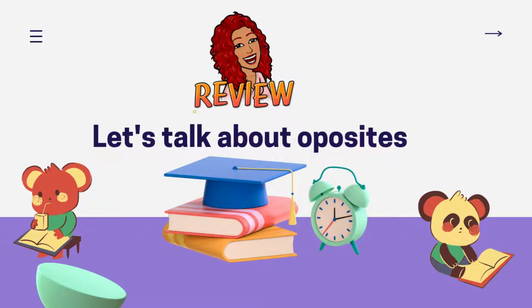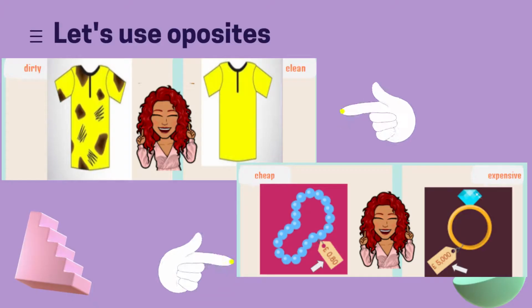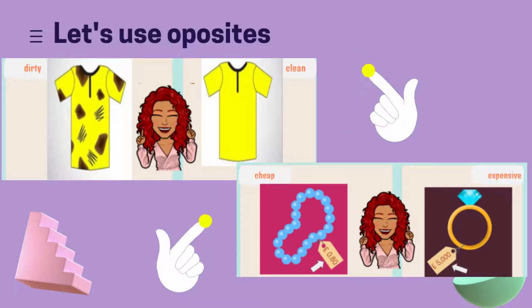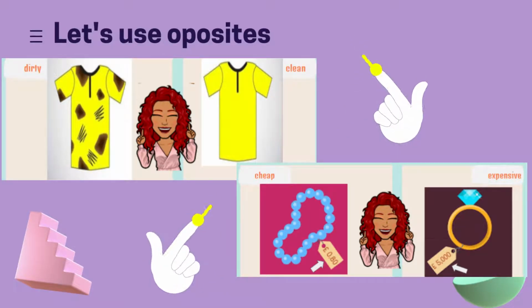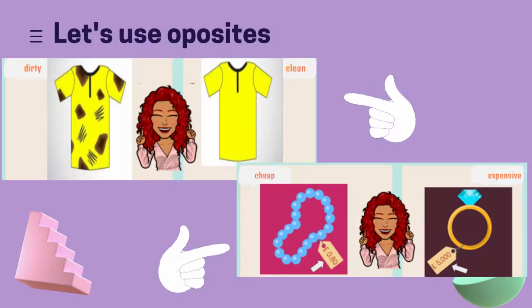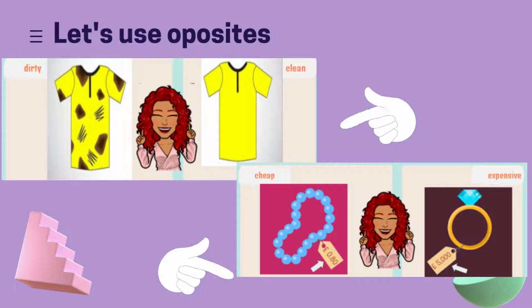Now, let's talk about opposites. We're going to use some opposites to describe clothes. Dirty, clean, dirty yellow t-shirt, clean yellow t-shirt, cheap jewelry, expensive jewelry, cheap, expensive, dirty, clean.